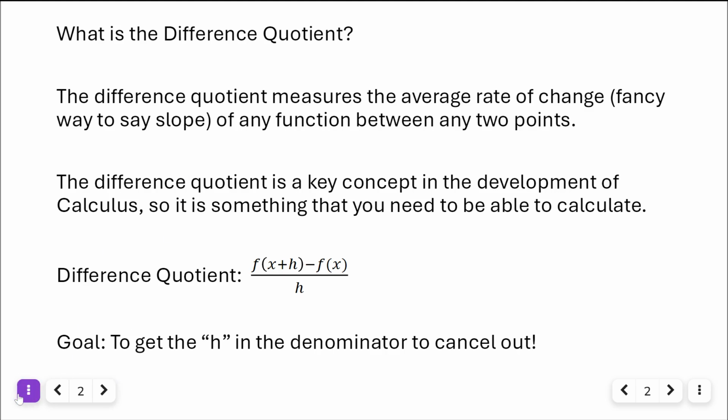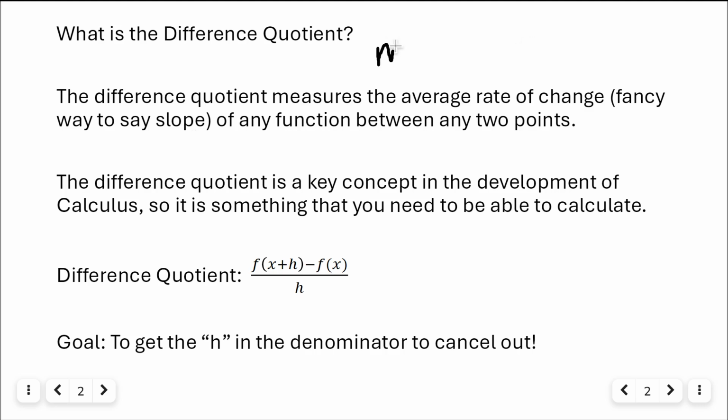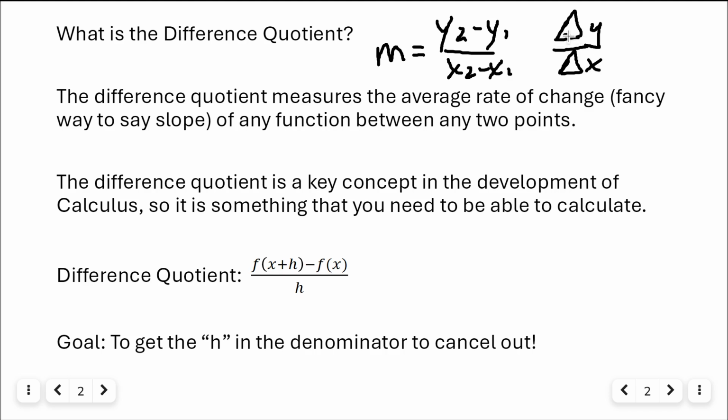So, what is the difference quotient? The difference quotient is a way to measure the average rate of change. But average rate of change is just a fancy way to say slope. Now, we know how to find slope. We've done it many times. y2 minus y1 over x2 minus x1, or delta y over delta x, right? Delta means change. Change in y over change in x. Okay, these two formulas are the ones you're most familiar with from algebra.